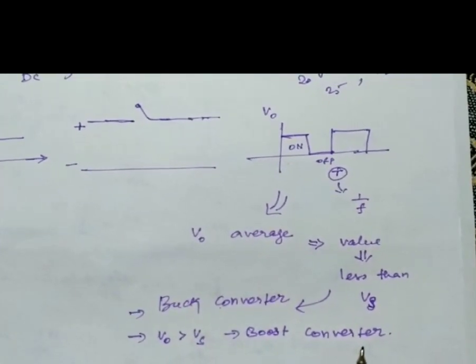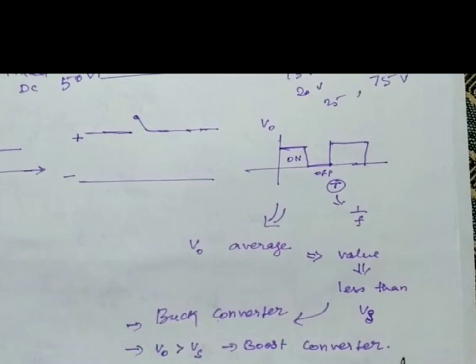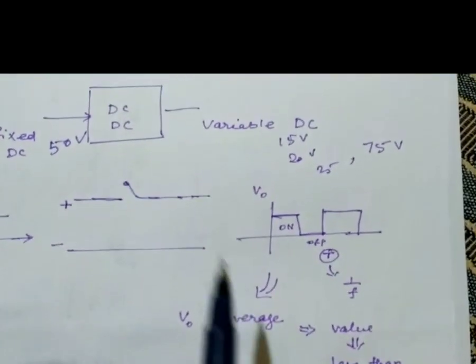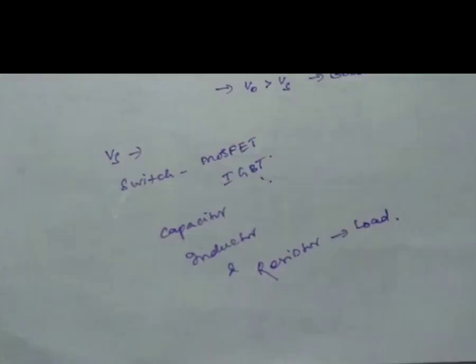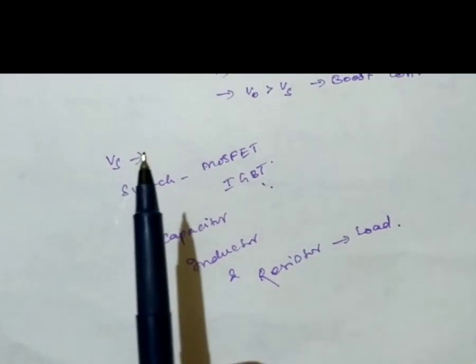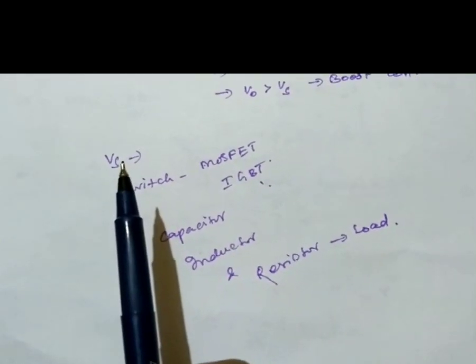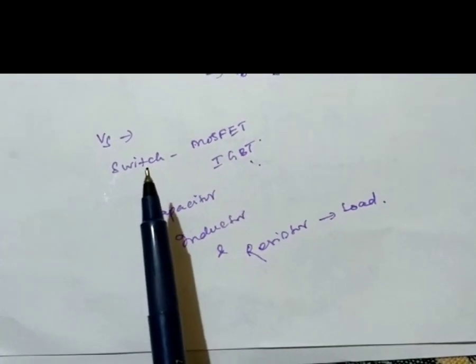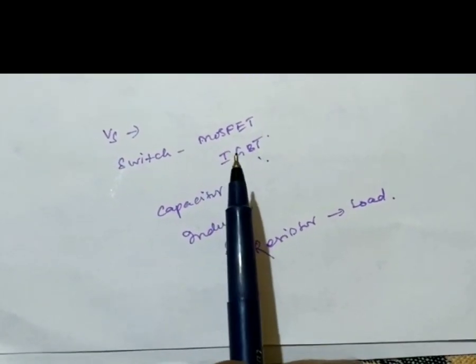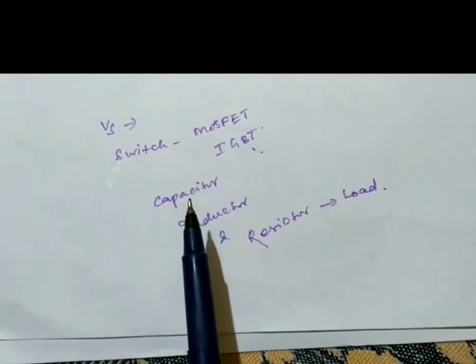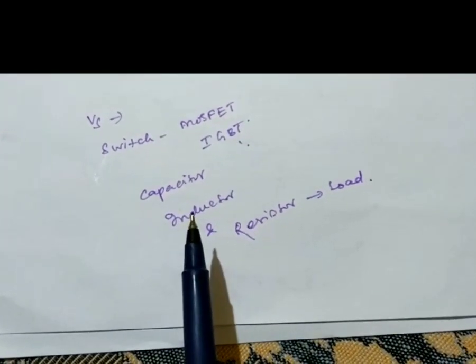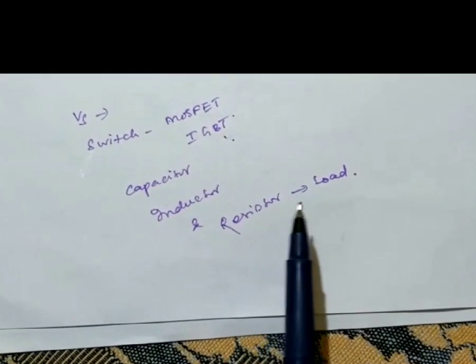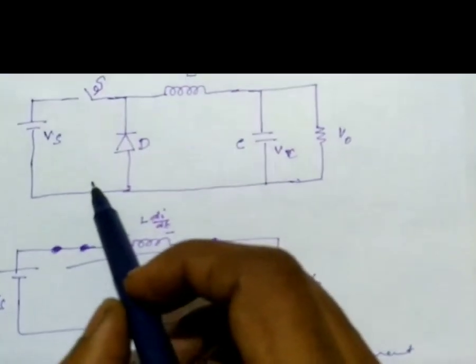Likewise, we have many converters available for DC to DC conversion. The main elements involved in any DC to DC converter are the supply voltage, a power electronic switch, which may be a MOSFET or IGBT switch, a capacitor, one inductor, and of course the load.